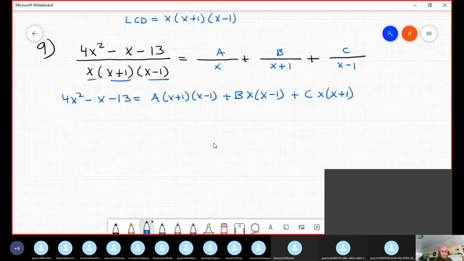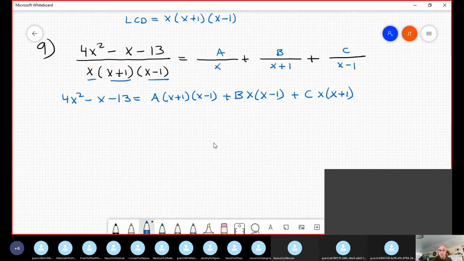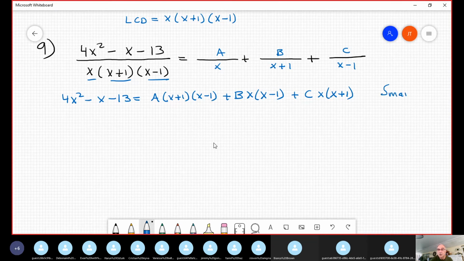Partial fraction decomposition. Yes, sir. Okay. Entonces, in this problem, do we have a smart value or no? Yes or no? Yes. Give me an example of a smart value. X equals 1 or X equals -1, whichever one you want. Okay. X equals 1, X equals -1, and one more or no?